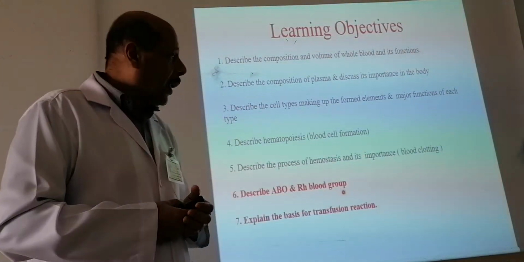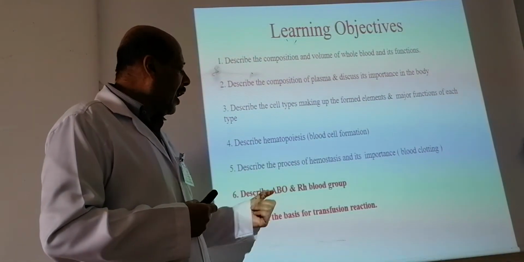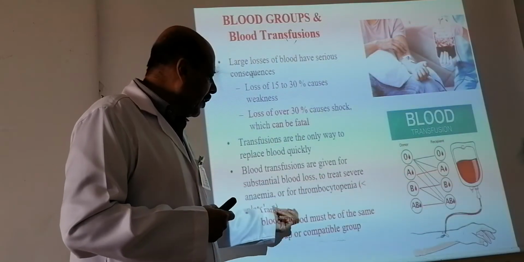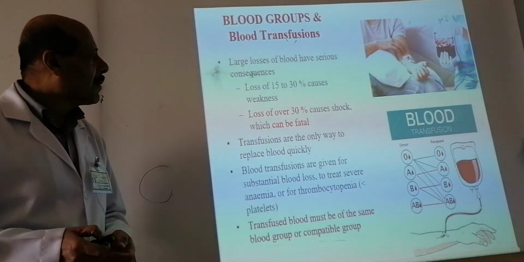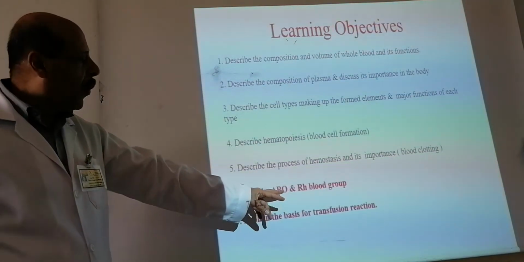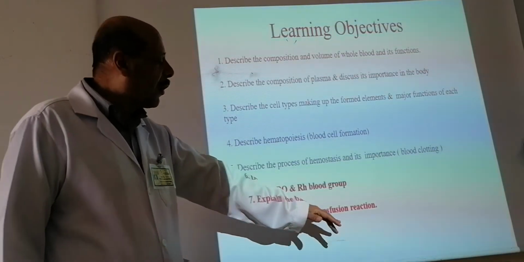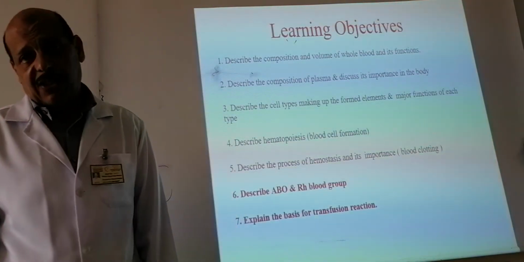The other objective is to describe the types of blood, which are the ABO types. Describe the ABO and Rh blood grouping, and explain the basis for transfusion and reaction.